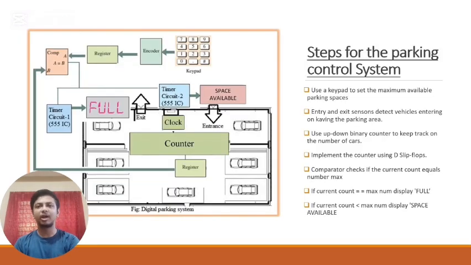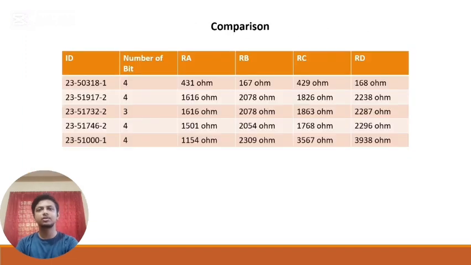Myself Shahjadullah Chaudhary, and I will be discussing our presentation on digital logic and circuits. So our topic is the parking control system, and these are the steps. We use a keypad to set the maximum available parking spaces, and we use sensors to detect the entry and the exit of the vehicles. Then we use an up-down binary counter to keep track of the number of cars. Then we implemented the counter using flip-flops. These are the comparisons of our group members.